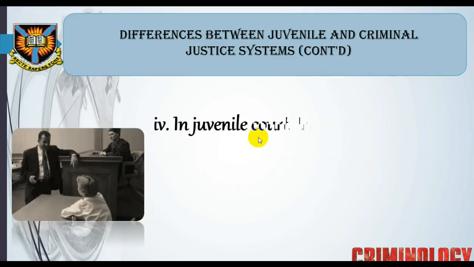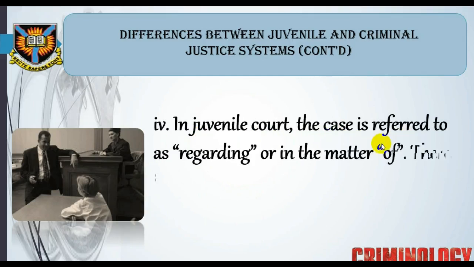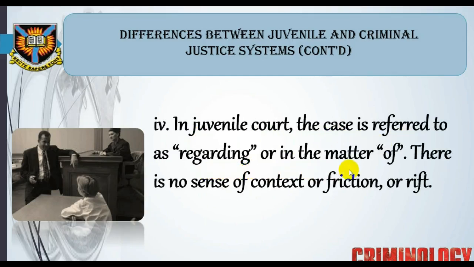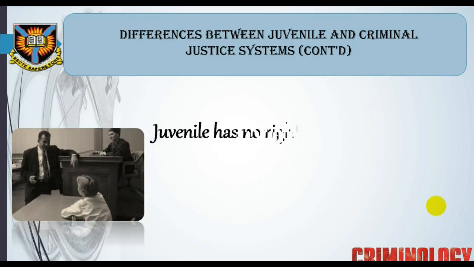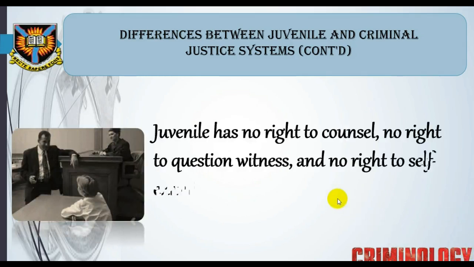4. In juvenile courts, the case is referred to as "regarding" or "in the matter of." There is no sense of conflict or rift. In addition, since the juvenile court process was designed to be non-adversarial, the constitutional guarantee of due process was thought to have little relevance in this environment. Juveniles had no right to counsel, no right to question witnesses, and no right against self-incrimination.